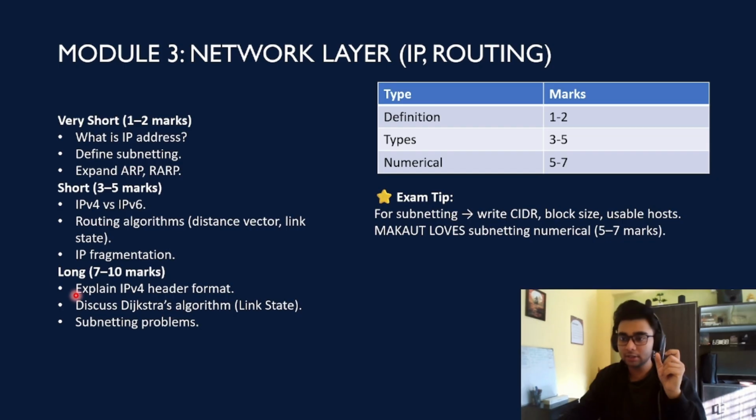So here you can see the question is: explain IPv4 header format. You need to draw the IPv4 header format if the question is around 7 to 8 marks. Then definitely you would get some problem, because for the past few years, MAKAUT loves giving questions on subnetting. And this is the marks distribution. Definition will be 1 to 2 marks, types 3 to 5 marks, and numerical 5 to 7 marks.